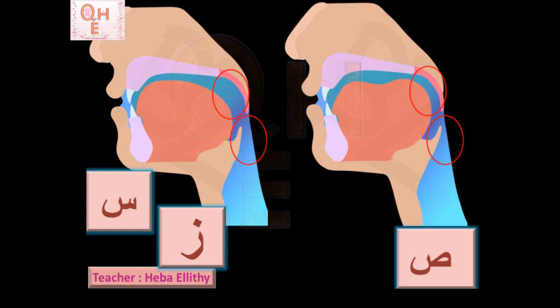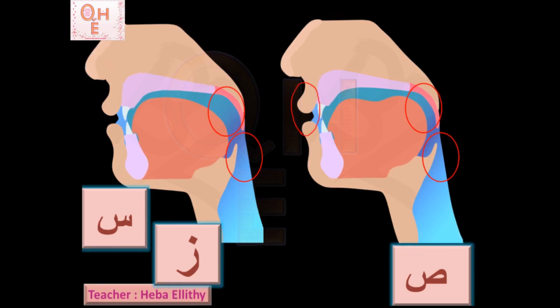A very important note here. A lot of people, when they sound letter Saad, use their lips and circle them, and they say it like that. This is wrong. Any heavy letter depends on the tongue from the back, not on the lips. Like this, not like that. Okay? Different.